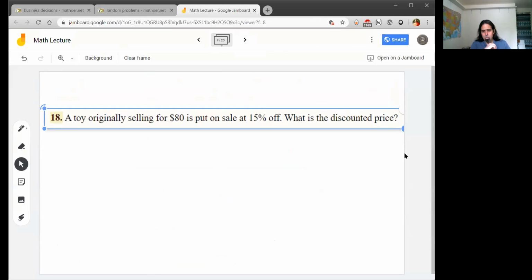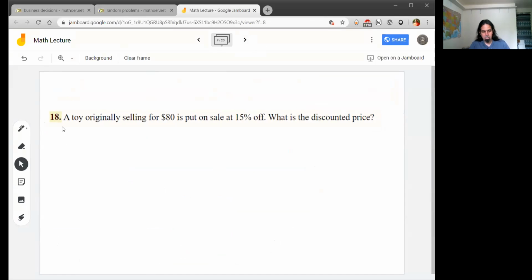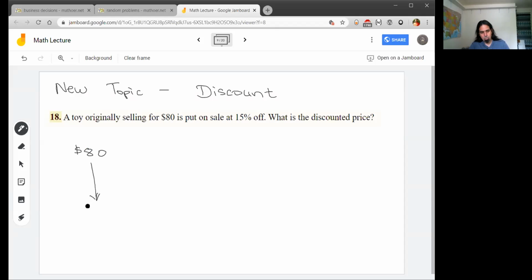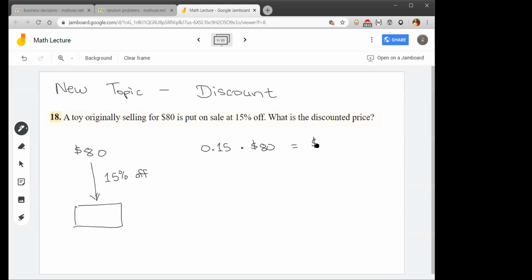I will be a responsible teacher and put new topic discount at the top. But this looks exactly the same as before. It starts at 80, it goes down to something else. It's 15% off. So we take our 0.15, multiply it by 80, and get 12.